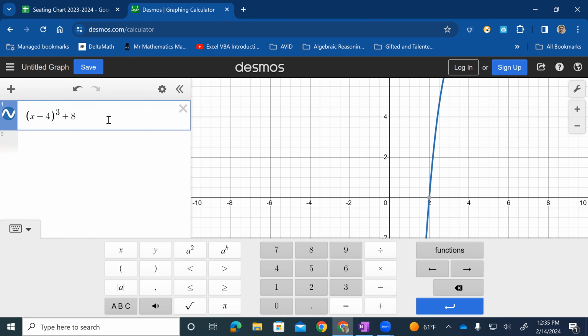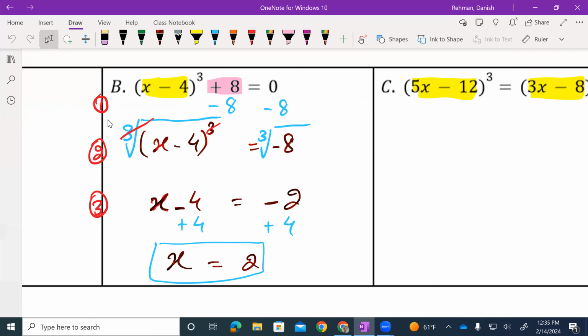I will just put this 2 over here, and you see we got the same thing. X equals 2 was my answer. So you can use Desmos, you can solve it algebraically, and you get the answer, right? That's what we wanted to record.